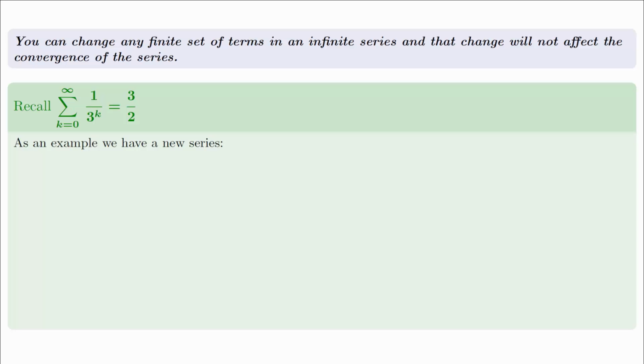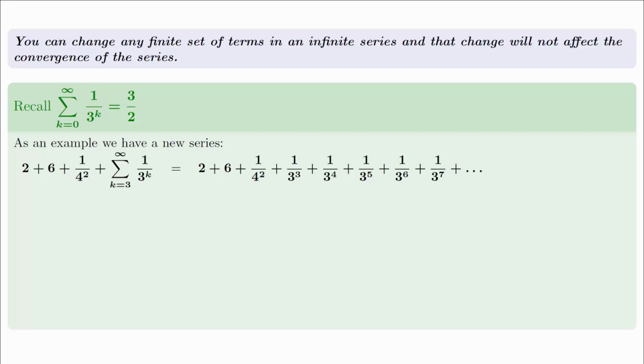For example, they hand you the series 2 plus 6 plus 1 over 4 squared plus the summation from k equal 3 to infinity of 1 over 3 to the k. Or writing it out, the new series is 2 plus 6 plus 1 over 4 squared, and then you start the geometric progression 1 over 3 cubed, 1 over 3 to the 4th, and so on.